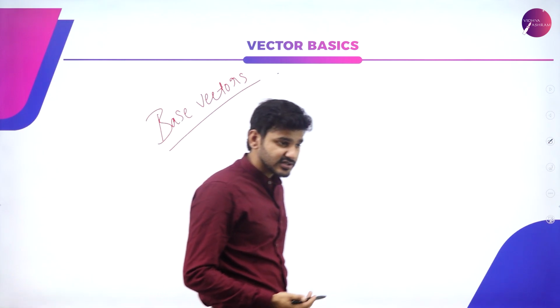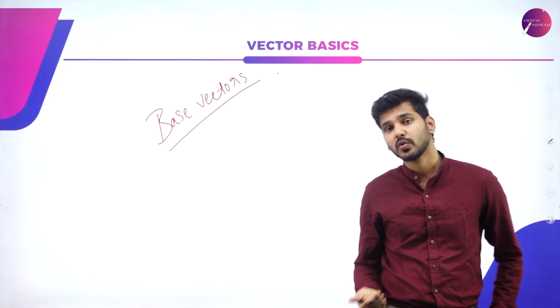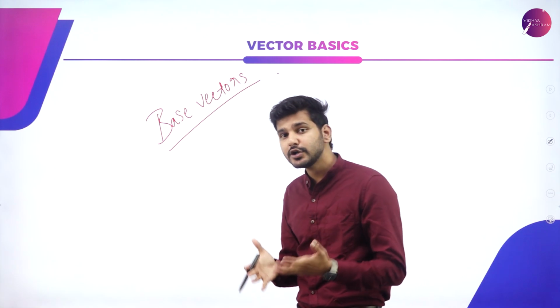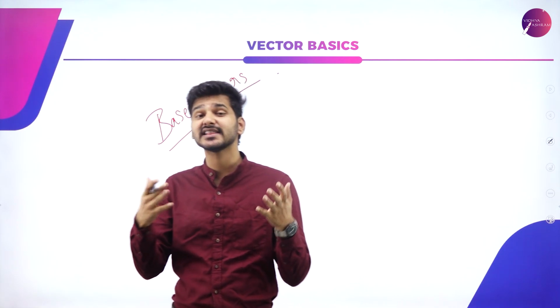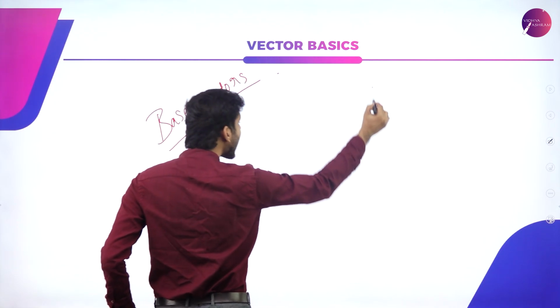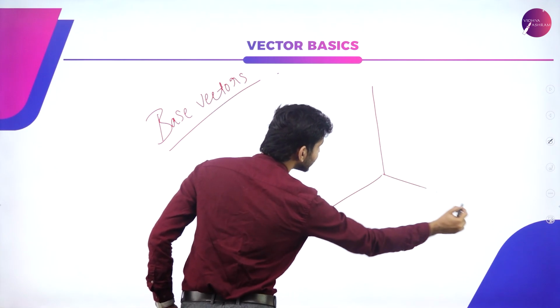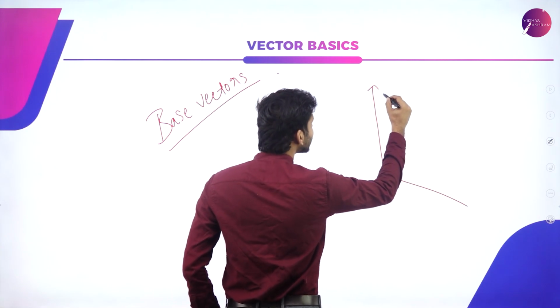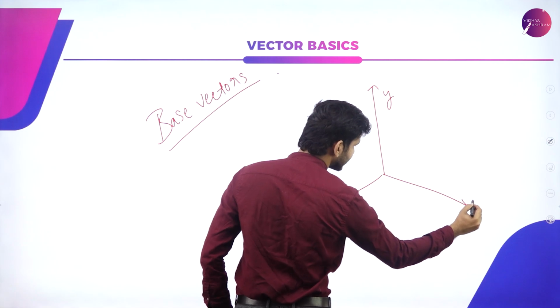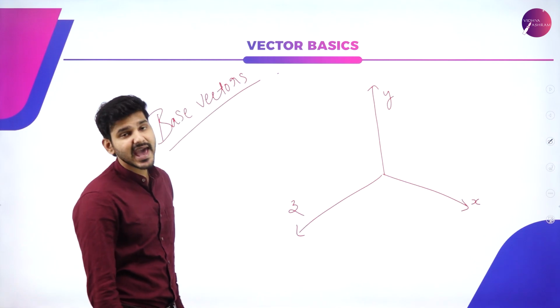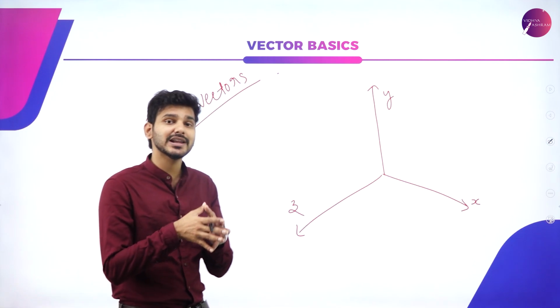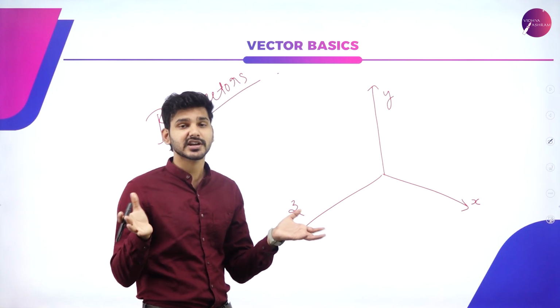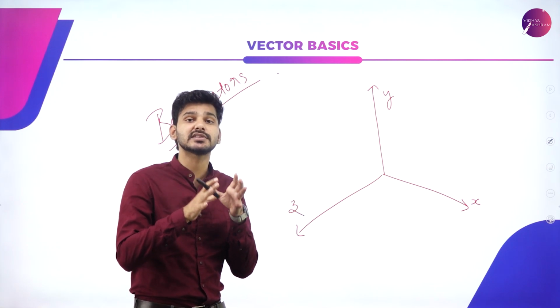So base vectors, or simply known as unit vectors. What are these unit vectors? We do know that there are x, y, and z axes. So what are these x, y, and z axes? X, y, and z axes are the three perpendicular axes which will help us explain this three-dimensional space to us.